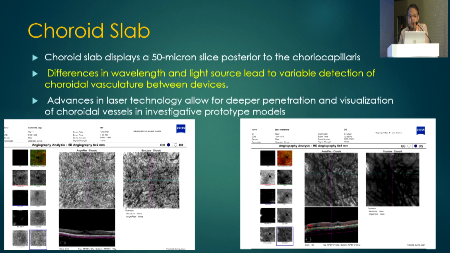The choroidal slab displays a 50 micron slice posterior to the choriocapillaris. Differences in wavelength and light source lead to variable detection of choroidal vasculature. This is one of the patients. You can see this segmentation line. This is in the choroid, and you can see large dilated vessels, which suggests that this patient has pachychoroid disease.